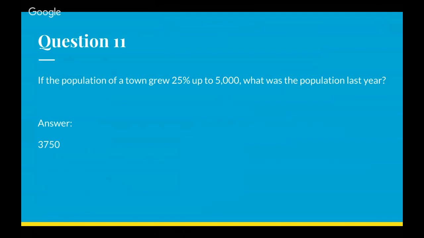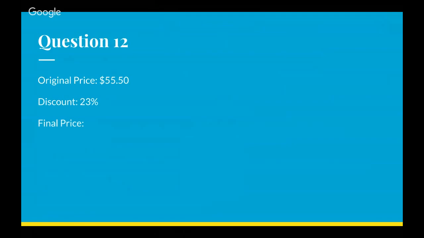Answer, 3,750. Question 12, the original price is $55.50. You have a discount of 23%. What is my final price? Answer, $42.74. Question 13, solve 6/7 t = -48. Answer, t equals negative 56.